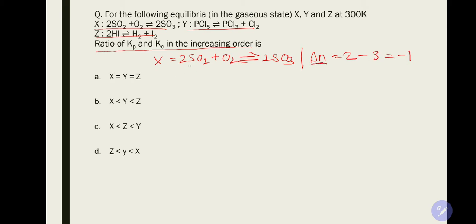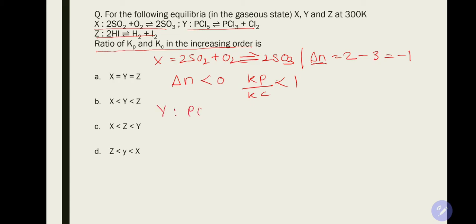Can we say that the value of delta N is less than 0? When the value of delta N is less than 0, the Kp to Kc ratio is also less than 1. The ratio of Kp to Kc is less than 1. Now let's see the next equation in the same manner.